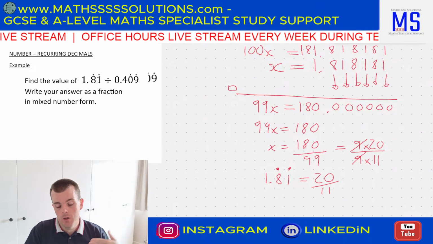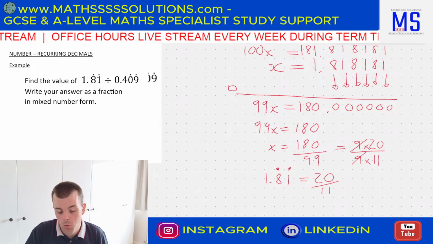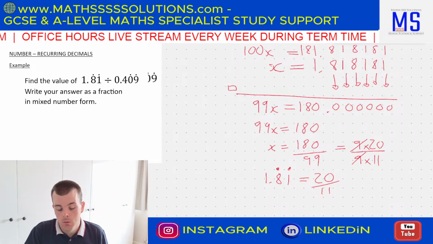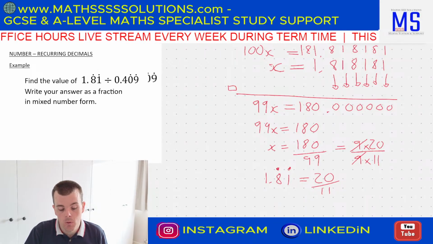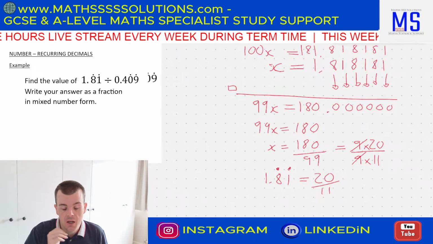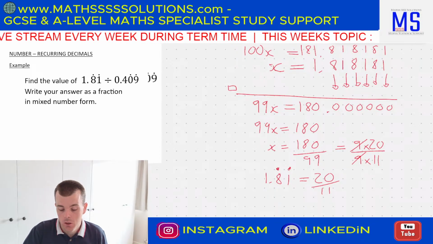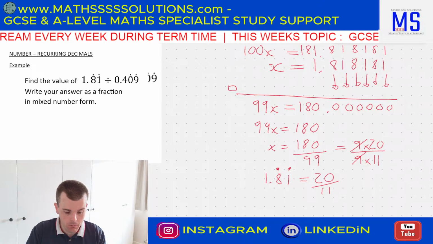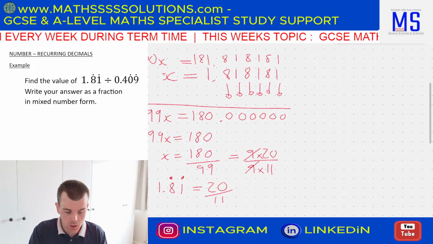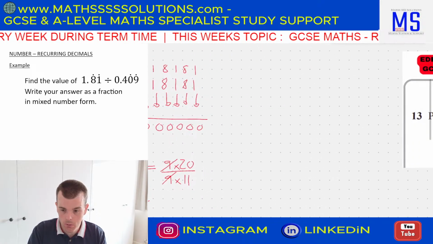Now I'm not going to write that as a mixed number yet, because as we know, when we come to do add, times, divide, take away of fractions, it's best to convert them into improper fraction form first and then convert them back at the end. So I'm going to leave it as 20 over 11 for now. Let's do the same for 0.409.